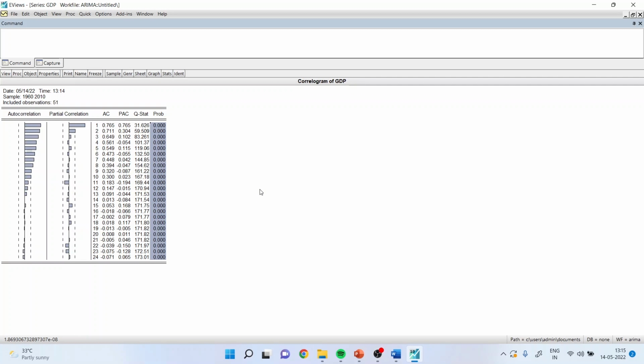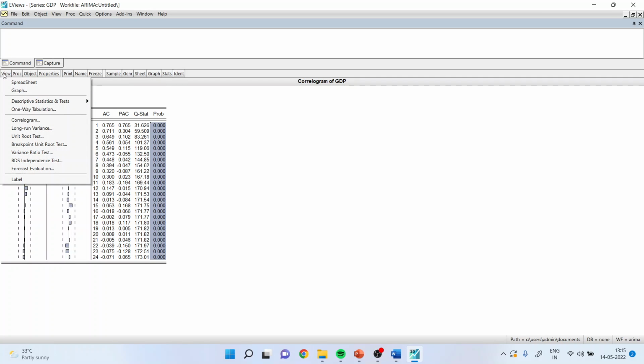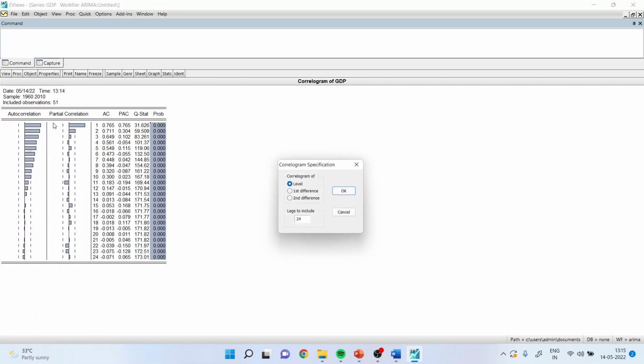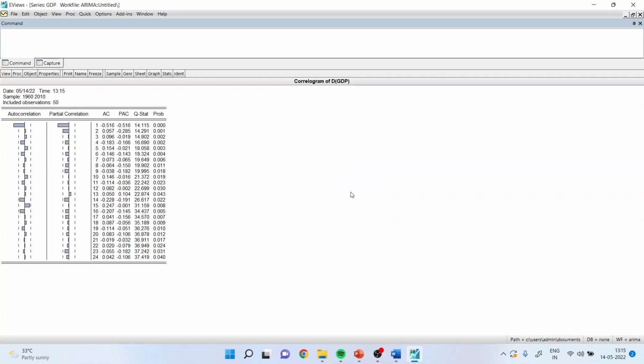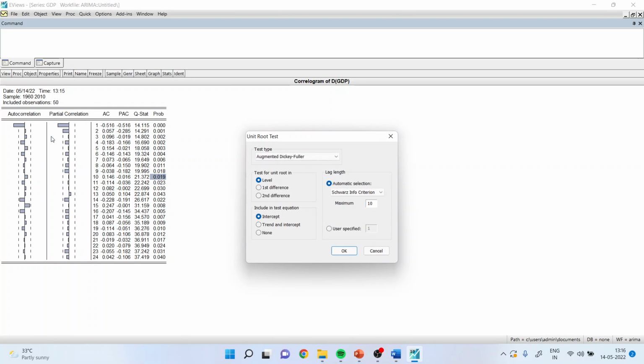As these p-values are less than 0.05, it is a clear-cut indication that this is a non-stationary time series. Now, I will have to go again to the correlogram. And if I take first difference, is the series getting stationary? Some of the p-values are less than 0.05. But we'll have to check this with the help of the unit root test. So let us go back, View, Unit Root Test.